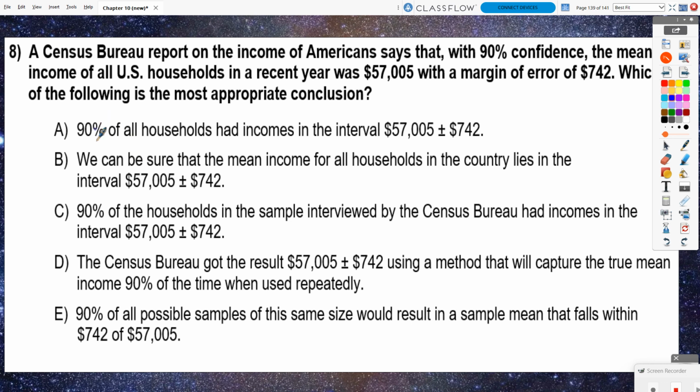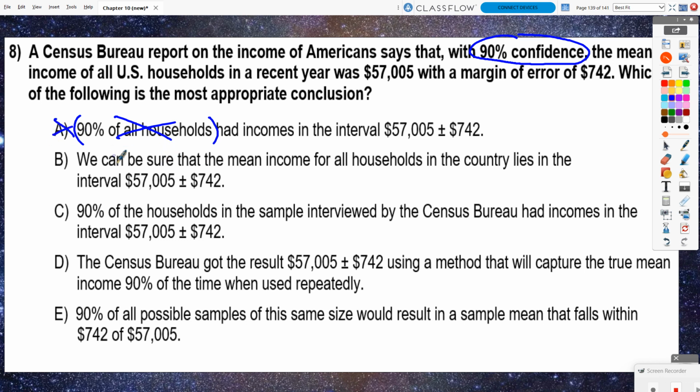So 90% of all households, hold on. They're saying 90% confidence. So the confidence level is 90%. So when they're saying that the 90% relates to the population of all households here, incorrect. They are misusing what that 90% confidence level really means.